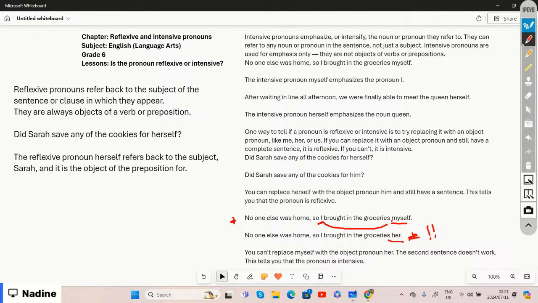So if we replace our pronoun with an object pronoun, right? If we change our reflexive or intensive pronoun with an object pronoun and the sentence doesn't make sense, then it's an intensive pronoun. Or if we change our pronoun to an object pronoun and the sentence still stays the same, then we call that a reflexive pronoun.